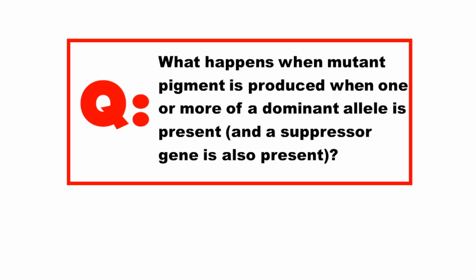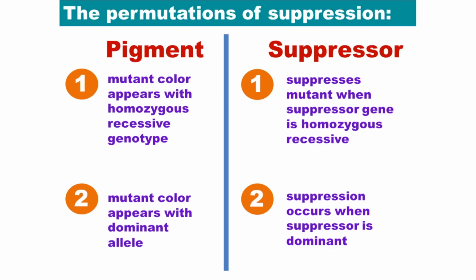What about the mutant pigment gene, the purple one that we said was homozygous recessive? Well, we have mutations that function as homozygous recessive, but we also have mutations that show their effect in the phenotype when they're heterozygous or homozygous dominant. So that opens up a whole can of worms, right? The pigment gene can give you the mutant in the upper left here if you've got the homozygous recessive genotype, or it can appear if you've got one or more copies of the dominant allele.